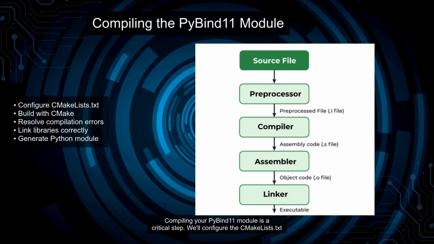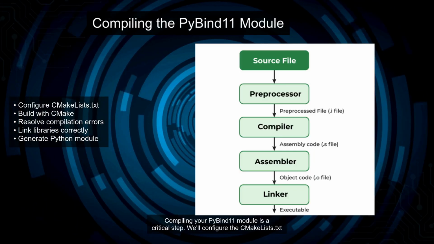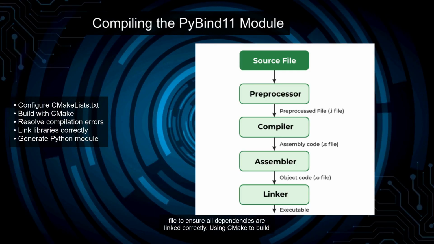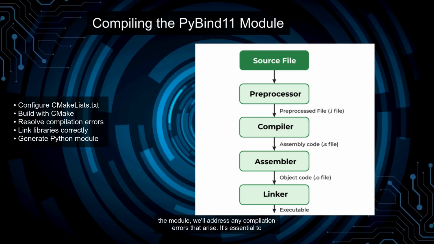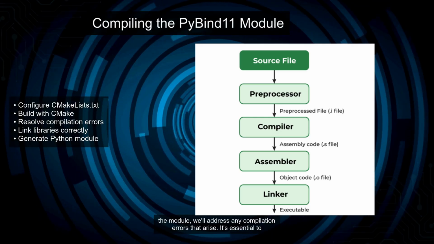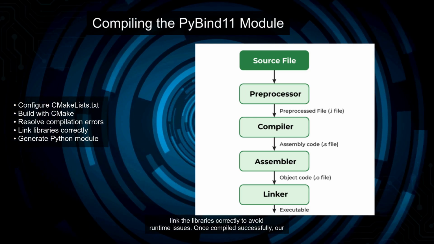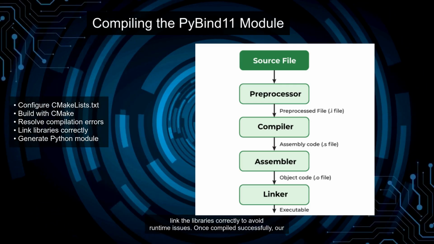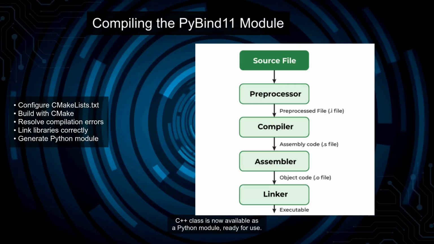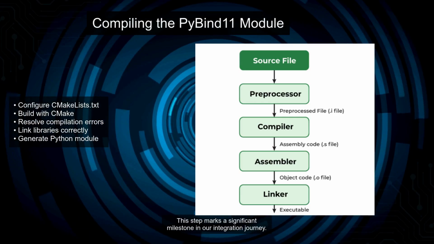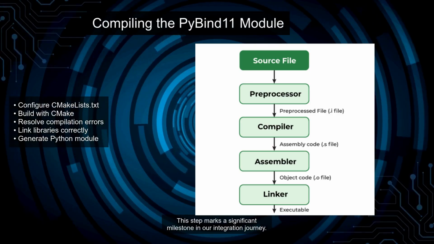Compiling your PyBind11 module is a critical step. We'll configure the CMakeLists.txt file to ensure all dependencies are linked correctly. Using CMake to build the module, we'll address any compilation errors that arise. It's essential to link the libraries correctly to avoid runtime issues. Once compiled successfully, our C++ class is now available as a Python module, ready for use. This step marks a significant milestone in our integration journey.